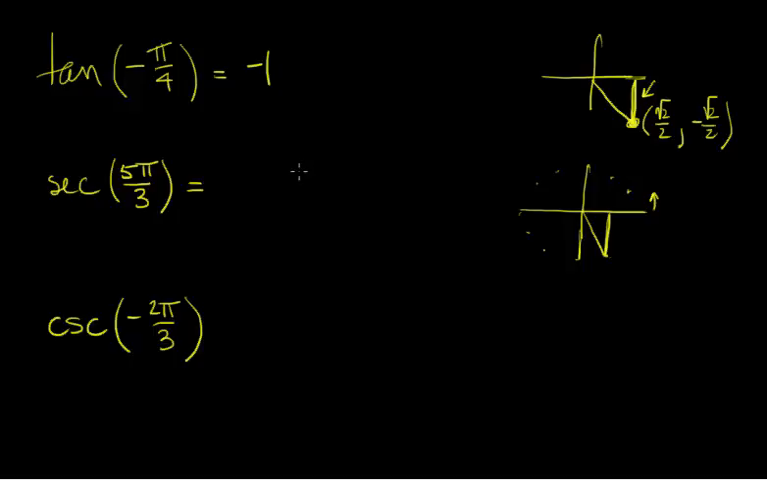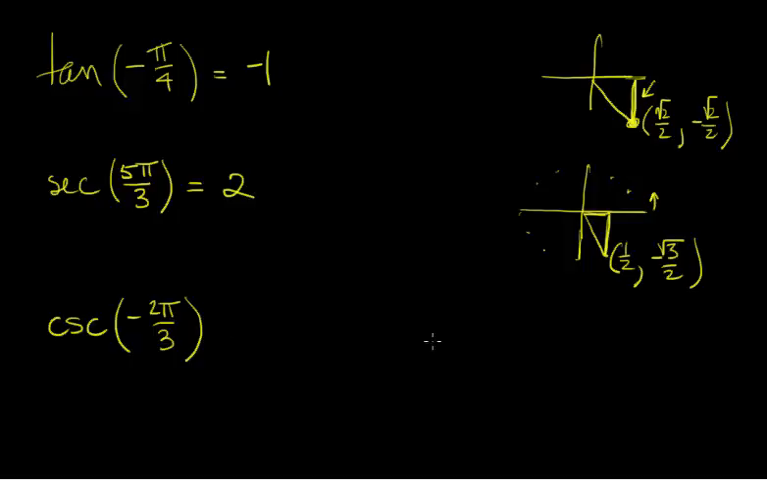I want secant, which is 1 over cosine, and the coordinates of that point are, well, the x-coordinate is plus 1/2, the y-coordinate is minus the square root of 3 over 2. Secant is 1 over cosine. The reciprocal of 1/2 is 2.